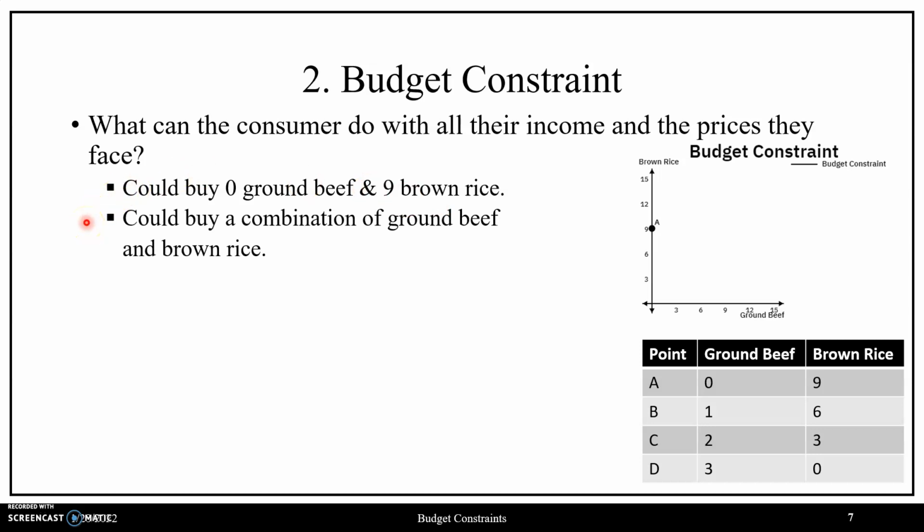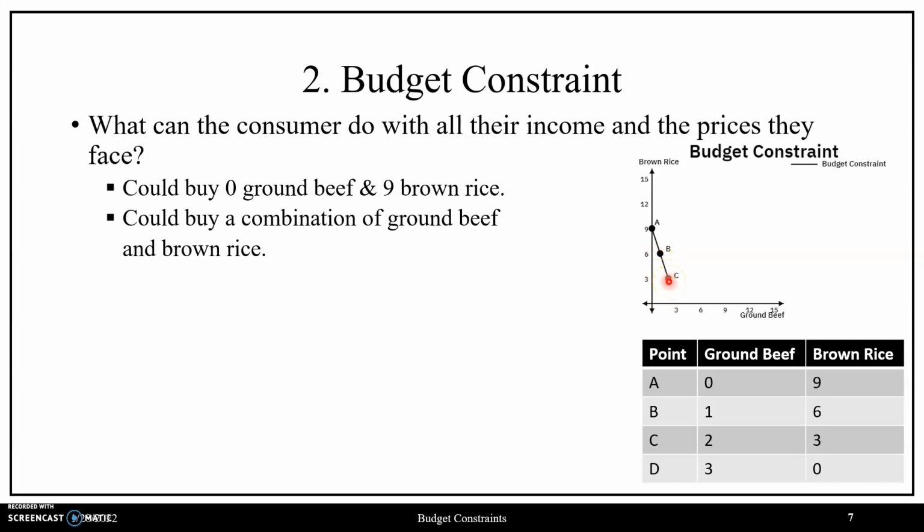Alternatively, the consumer can buy a combination of ground beef and brown rice, which you could represent with point B, in which the consumer is considering 1 unit of ground beef and 6 units of brown rice, where once again this is exhausting all of their income. They have $9 in income. Brown rice has a price point of 1, they're considering 6, so that's $6. Ground beef, price point of 3, they're considering 1, that's 3, 6 plus 3, and that gives us 9.